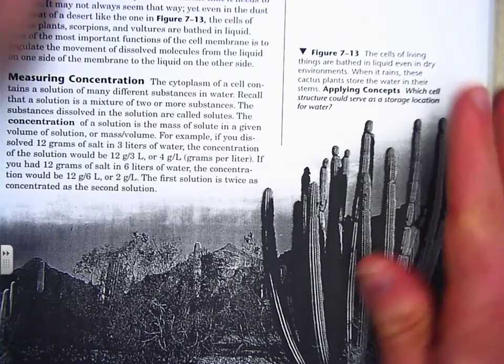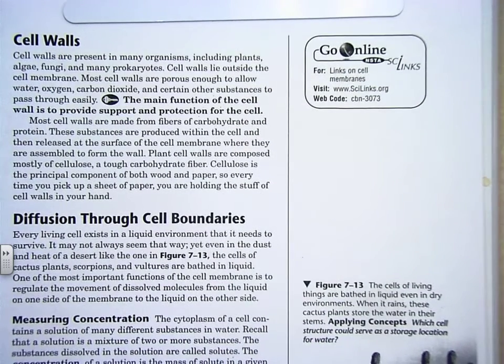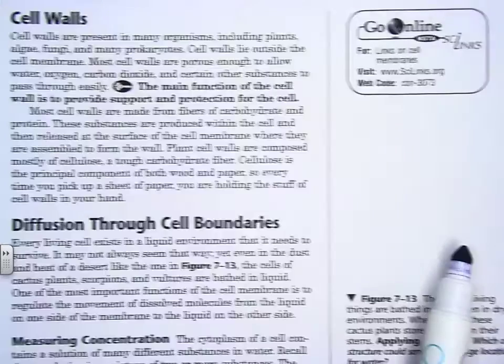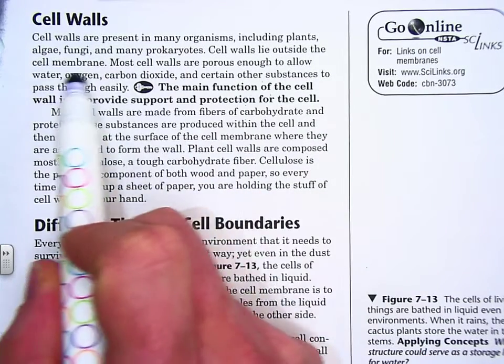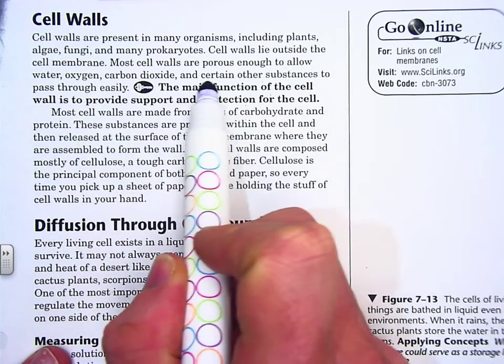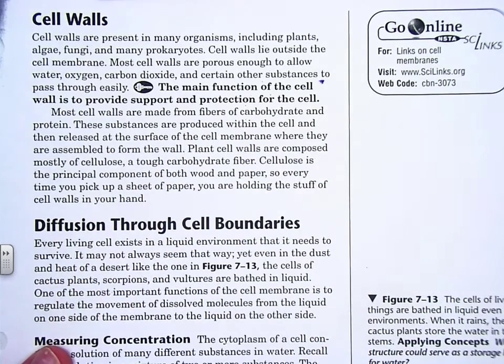Cell walls. Cell walls are present in many organisms, including plants, algae, fungi, and many prokaryotes. Cell walls lie outside the cell membrane. Most cell walls are porous enough to allow water, oxygen, carbon dioxide, and certain other substances to pass through easily. Porous means it has holes in it.